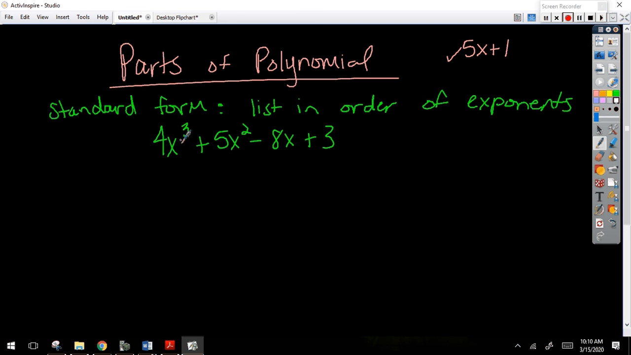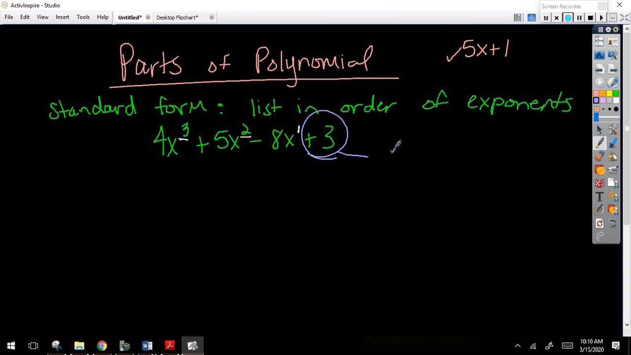Because this lists my exponents in order 3, 2, 1, and you don't have to have every one, but they do have to be in order. It's now in standard form, and that's really going to help me to identify some different parts. And this is probably review for you, and if it is good, it means you are ahead of the game. All right, so some parts you need to know.